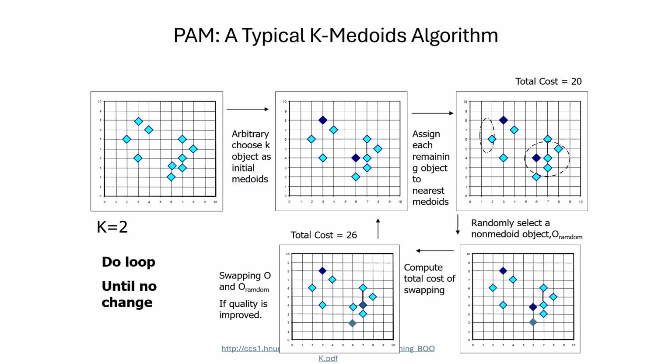In the fourth one, randomly select a non-medoid object, O random. The fifth square shows computing the total cost of swapping. The last one swaps O and O random if the quality is improved.